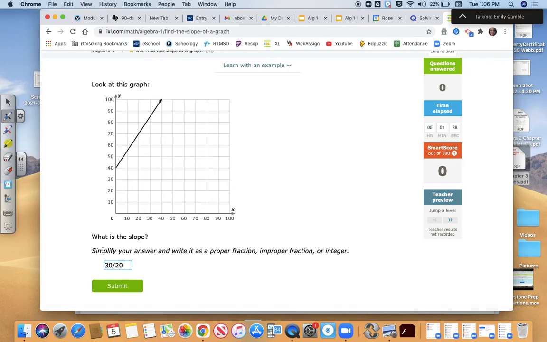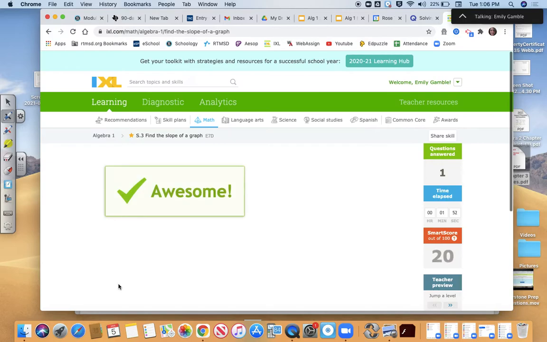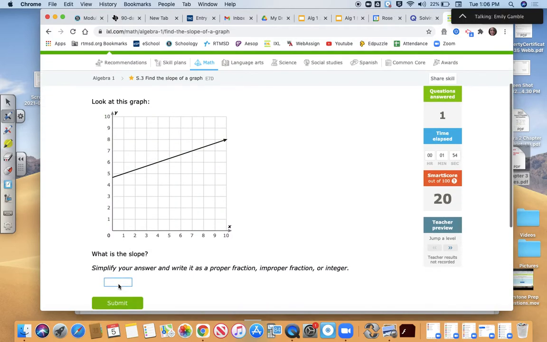However, it wants us to simplify this answer as a proper fraction, improper fraction, or integer, meaning we're going to simplify this. 30 over 20, 30 can be divided by 10, and 20 can be divided by 10. This simplifies to be 3 over 2. So the slope is 3 over 2.